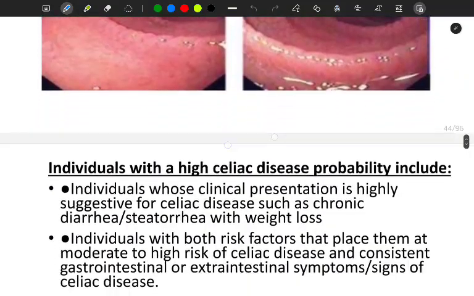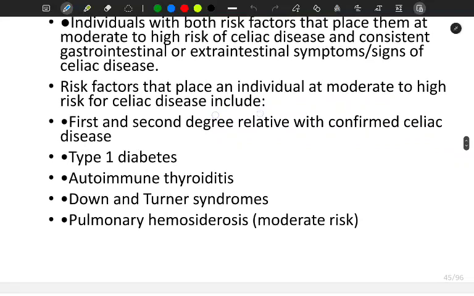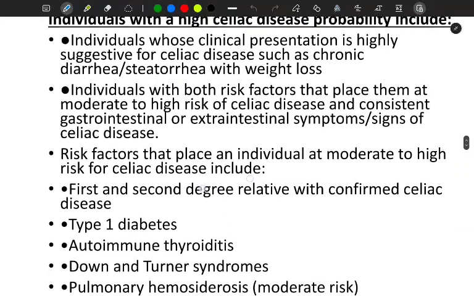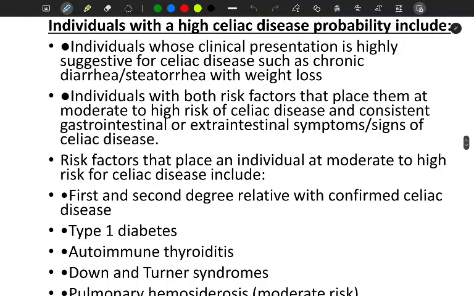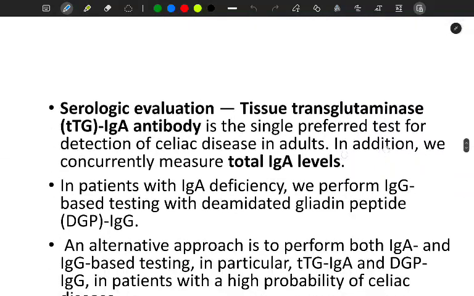And those with high celiac probability, for those who have clinical presentations highly suggestive, such as respiratory symptoms and chronic weight loss, and the risk factors and the family history, genetic susceptibility, for those moderate to high: first-degree, second-degree relatives with confirmed celiac, any autoimmune disease such as type 1 diabetes, autoimmune thyroiditis, pulmonary hemosiderosis, Down syndrome, and Turner syndrome. Next list. Will IgA deficiency increase the risk tenfold?